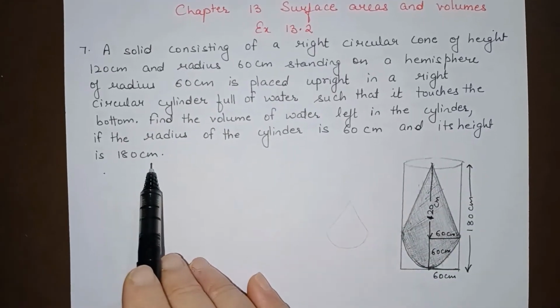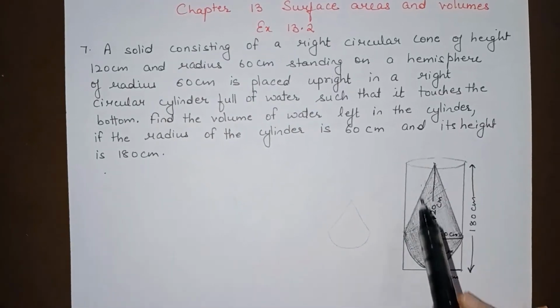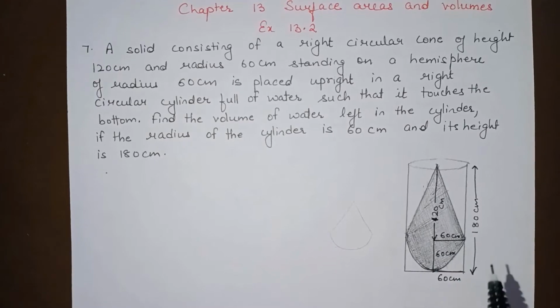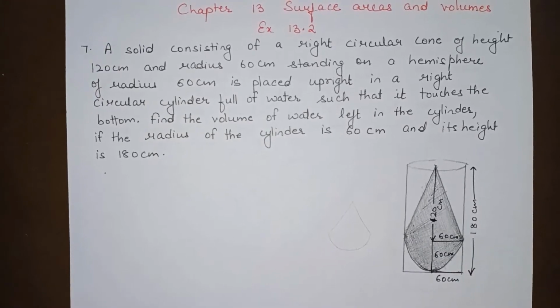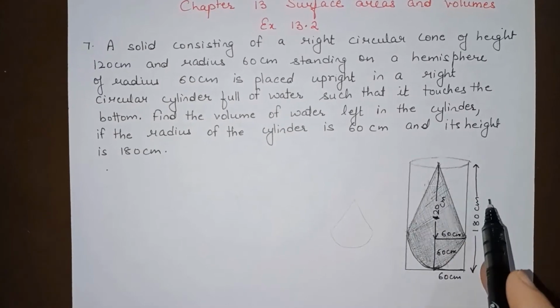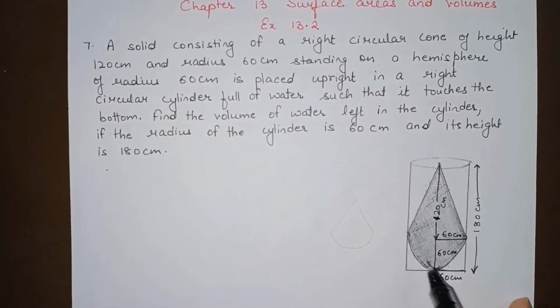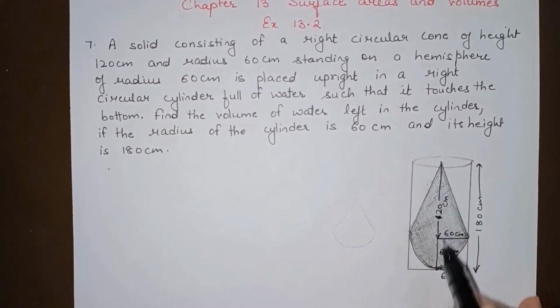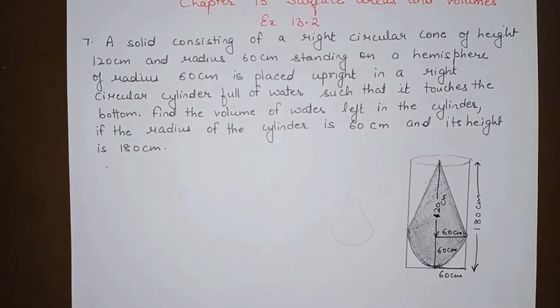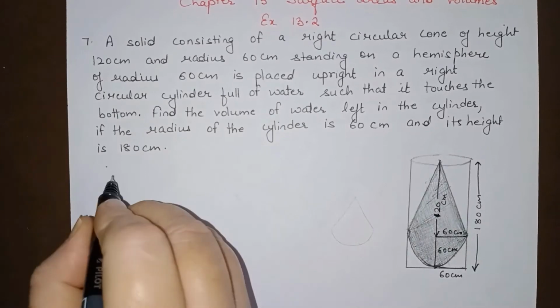is 180 cm. So when the cylinder was full of water and we put this solid in it, now some water will flow out. The volume of this water that flows out will be equal to the volume of this solid. So let us first find the volume of water in the cylinder. So we will first take the cylinder.